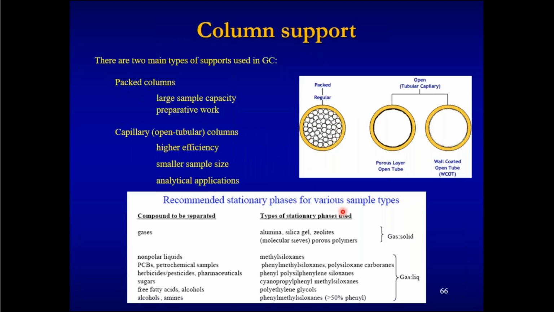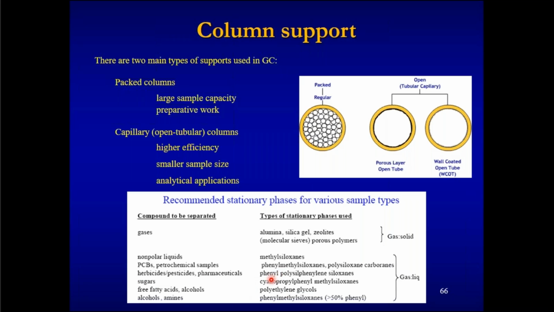Recommended stationary phases for various sample types. If your sample is a gas, what type of stationary phase can you use? You can use alumina, silica gel, zeolites, porous polymers. This is, of course, gas solid chromatography or GSC. If the compounds to be separated are non-polar liquids, you can use methyl siloxane. If you want to separate PCBs or petrochemical samples, then the stationary phase would be phenyl methyl siloxane. If you have herbicides, pesticides, pharmaceuticals, this is where our interest lies.